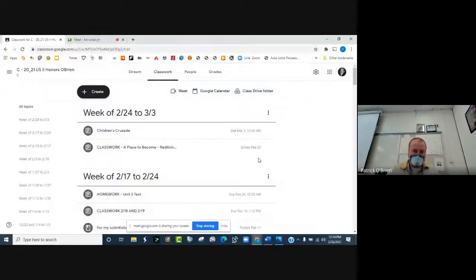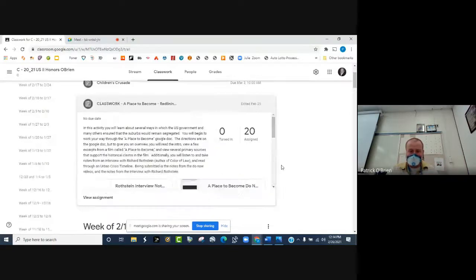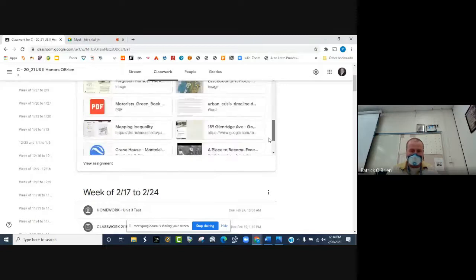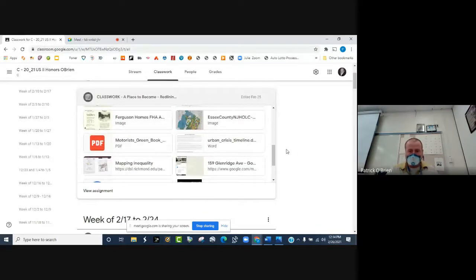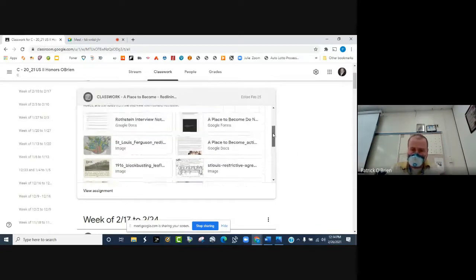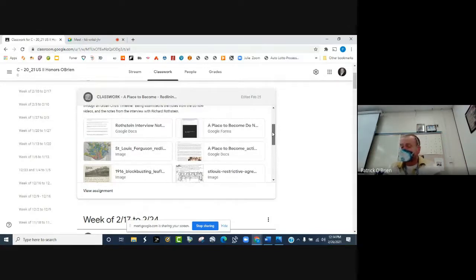So let me share my screen and show you guys what we're going to be doing today. Classwork, A Place to Become Redlining is the name of the assignment. There's a lot of attachments here, and over the course of 2 or 3 class days, we're going to be using all of them.